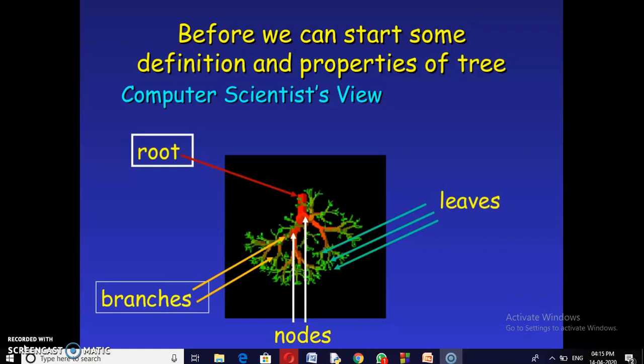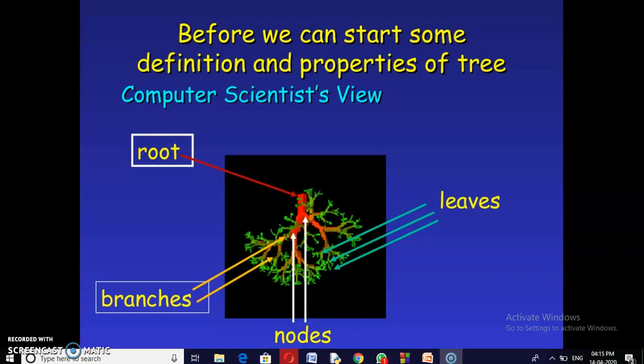Today we'll cover the introduction to trees, the different types of trees, how to represent a tree, and how to display the different items in the tree. So let us see what is meant by a tree.